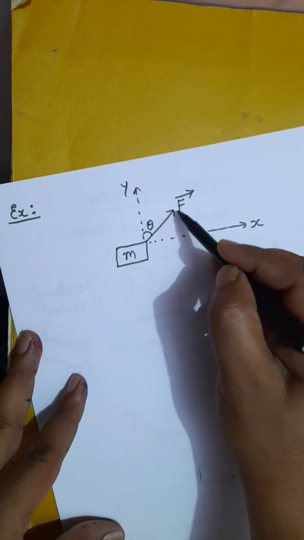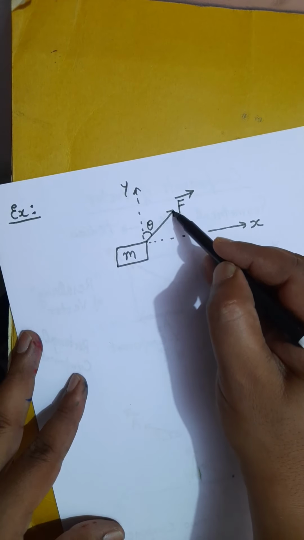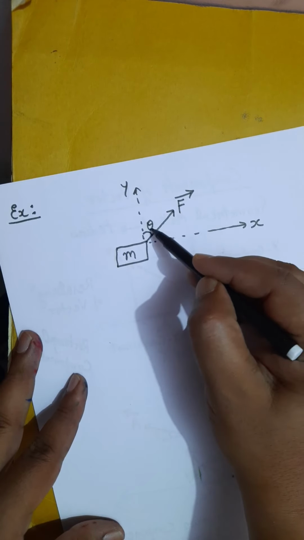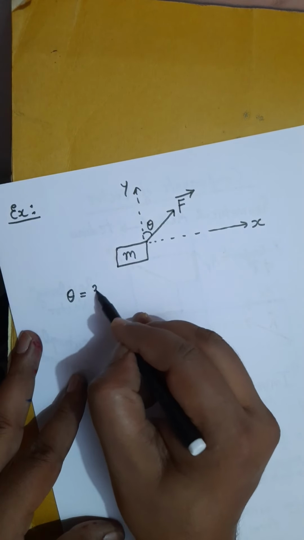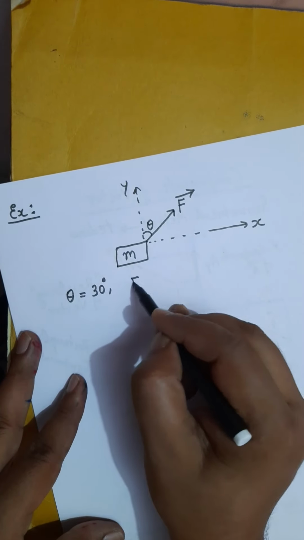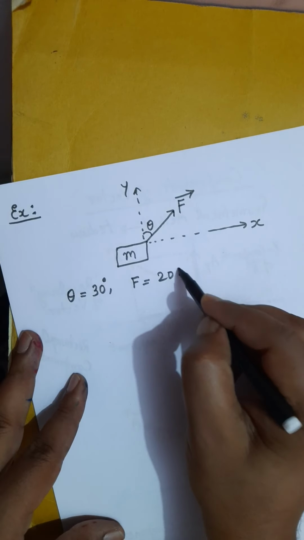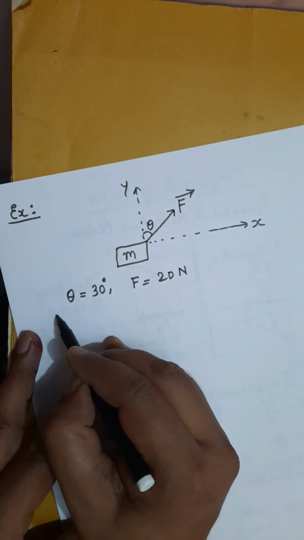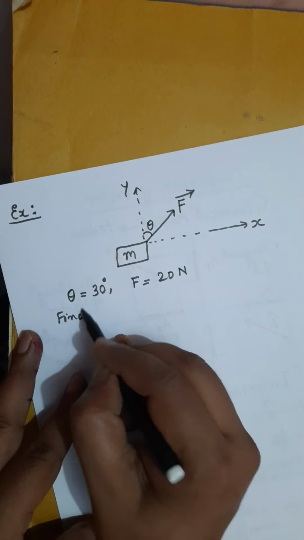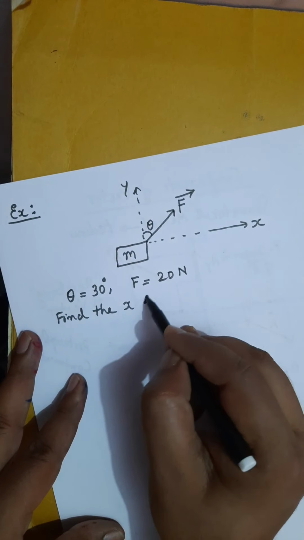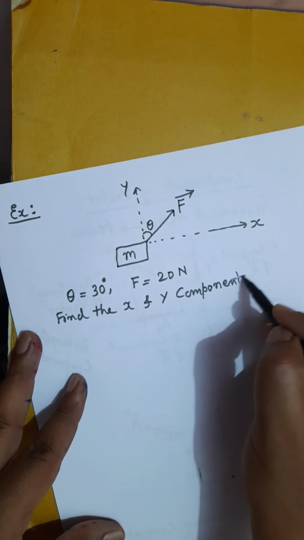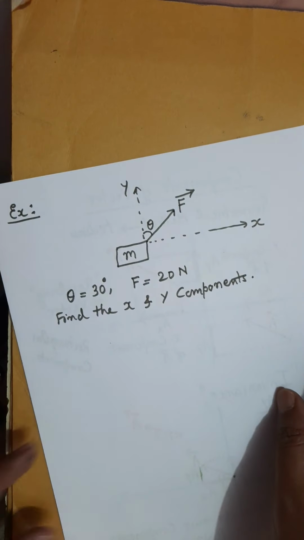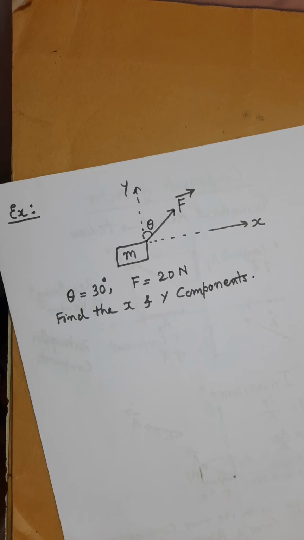So the length of this force, which is the magnitude, is known and this angle theta is also known. Let the values be theta equals 30 degrees and the value of force F is 20 Newton. Now the question is: find the x and y components of the vector. This is my question now.